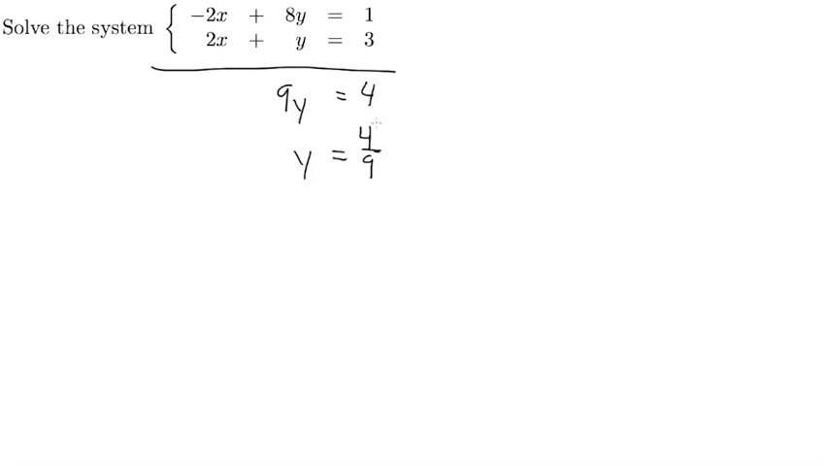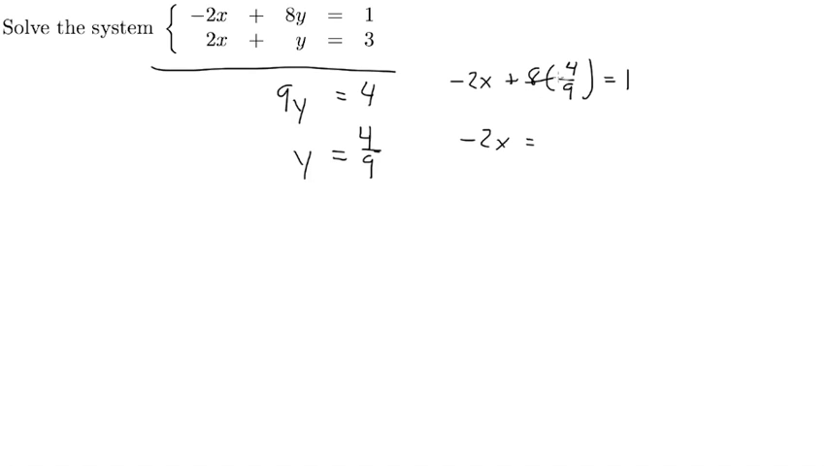And once again, to find my x value, I'm going to take this and substitute it back into one of the 2 equations. So I'm just going to, again, put it into the first one. Negative 2x plus 8 times y, so I'm going to put in 4/9, equals 1. So I have negative 2x equals, so I'm going to subtract.